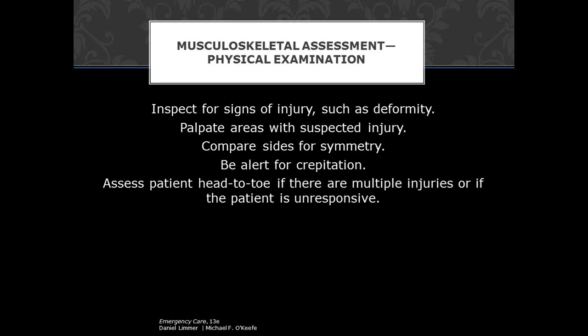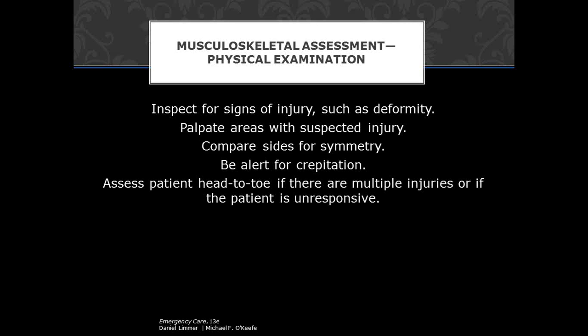Okay. Crepitation is bone against bone. It's that crunchiness when bone scrapes against bone, and we have that when we have a fractured bone. So if you're palpating the chest wall and you go down and you feel that kind of crunchiness under your hand, that is bony crepitus, and that very often times indicates a fracture. Okay.